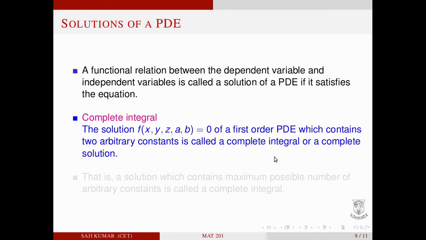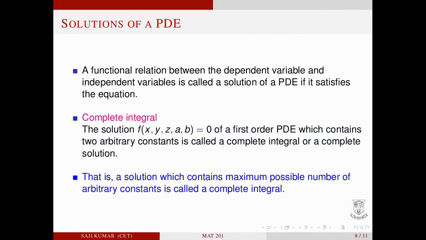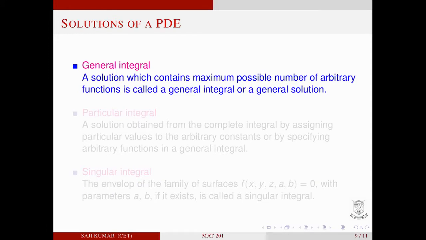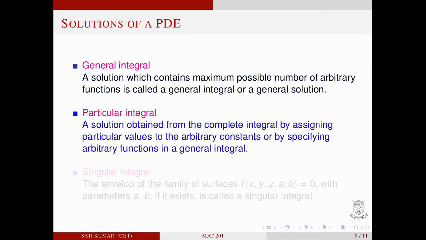Complete integral. The solution f(x, y, z, a, b) = 0 of a first order partial differential equation which contains two arbitrary constants is called a complete integral or a complete solution. That is, a solution which contains the maximum possible number of arbitrary constants is called a complete integral. General solution. A solution which contains the maximum possible number of arbitrary functions is called a general integral or general solution.